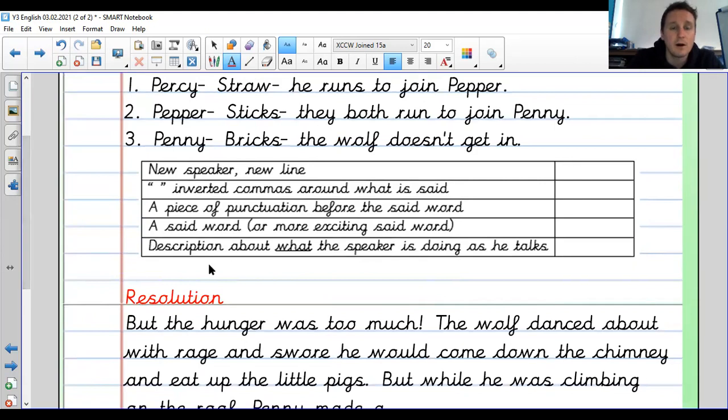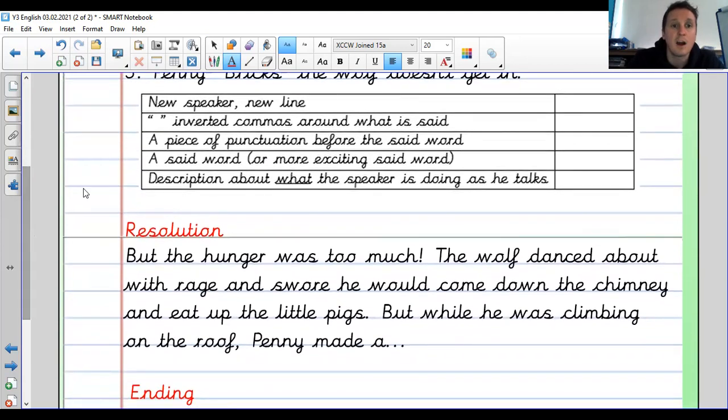The final bit here, I've added this table in here, just a little checker for your speech. All right, I constantly kept going back to check my speech. So make sure each time you're using speech that you're using each one of these. All right. And if you are, then your speech will be absolutely fantastic. All right. They're the rules for speech.